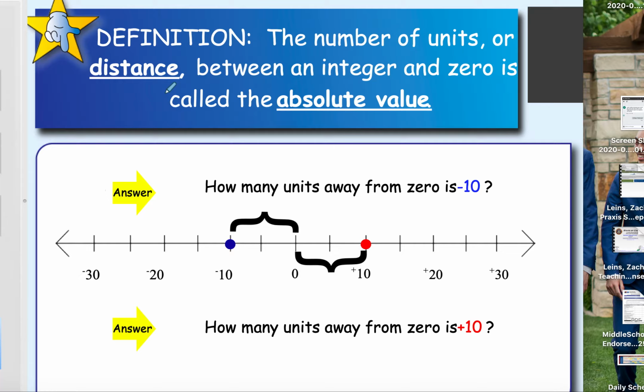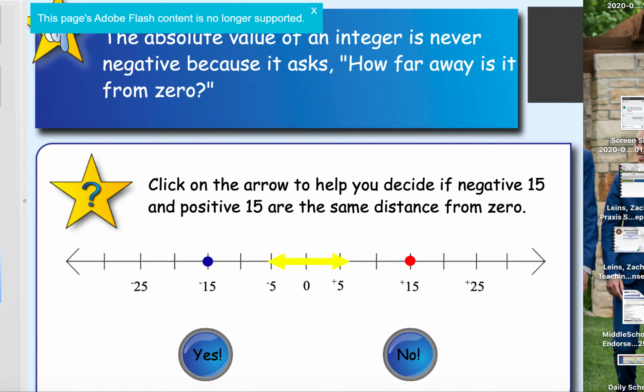So when we think about a distance, if we think about New York to LA, that's roughly 3,000 miles. So whether you're going from LA to New York or New York to LA, it's 3,000 miles. It's not going to be negative. It's a distance. It's always going to be positive. When we think absolute value, it's a distance. It's always positive. All right.